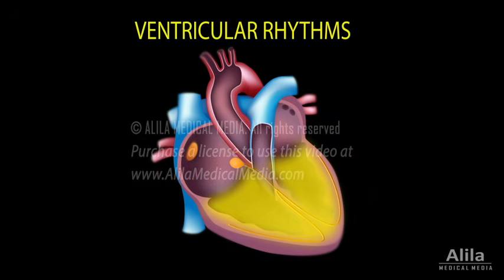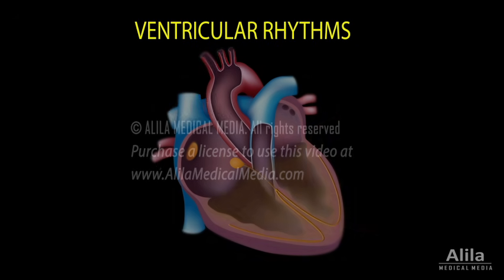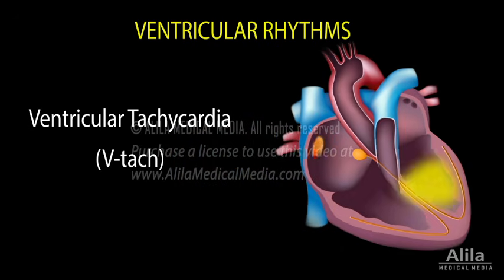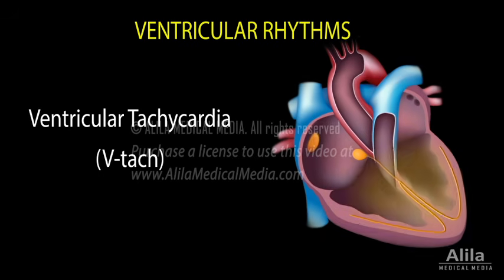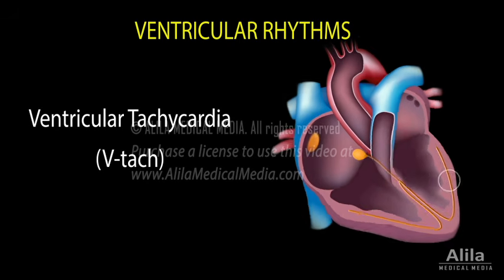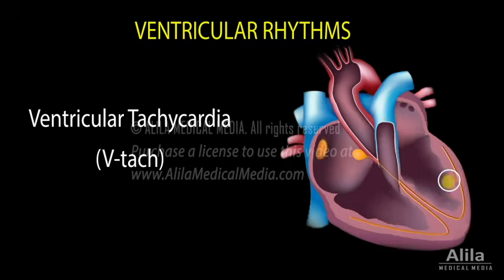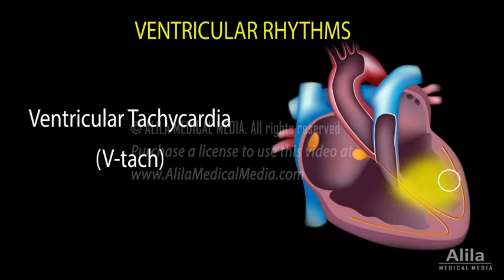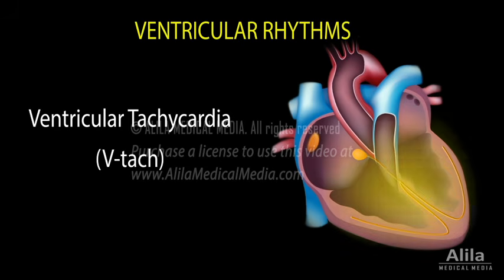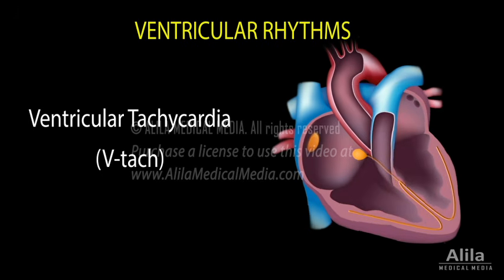Ventricular rhythms are the most dangerous. In fact, they are called lethal rhythms. Ventricular tachycardia, or V-tach, is most often caused by a single strong firing site or circuit in one of the ventricles. It usually occurs in people with structural heart problems such as scarring from a previous heart attack or abnormalities in heart muscles.